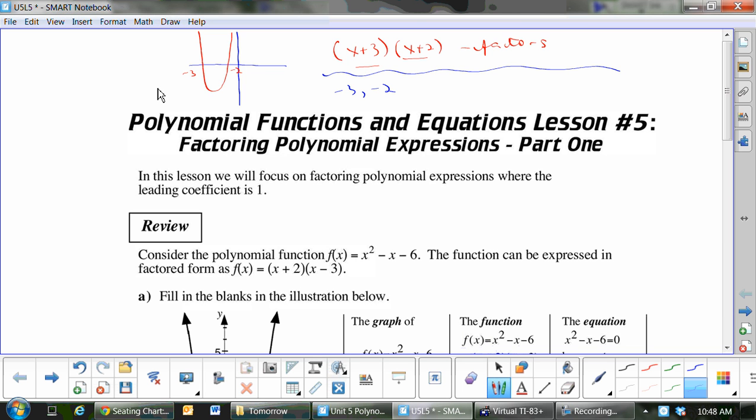-3 and -2 are called the zeros, or the roots, or the x-intercepts. Now, if you mix these up, you will be giving the wrong answers, and they will have those there for you to pick. It's really nice of them that you don't actually have to go looking for the wrong answers. They give them right to you.